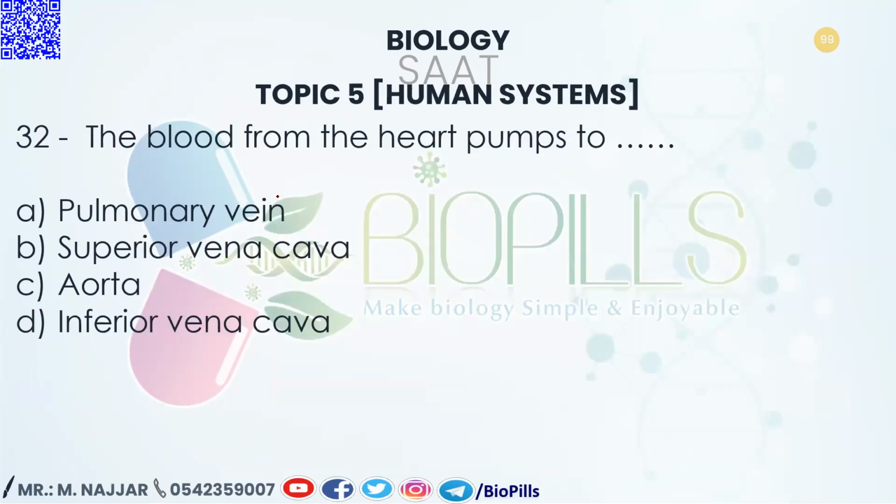Question number 32. The blood from the heart pumps to. Look at the options. If you do not know the answer 100%, look at the options and try to exclude the odd, strange, or not matching answers. A. Pulmonary vein. B. Superior vena cava. C. Aorta. D. Inferior vena cava. Of course, the blood from the heart pumps to the aorta. If the word "to" were replaced by the word "through," it would be much more convenient.